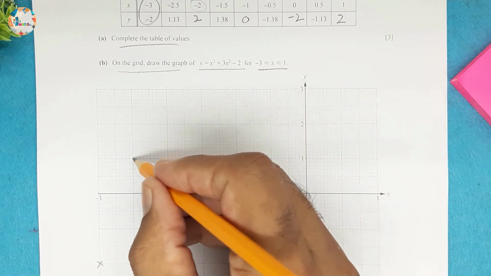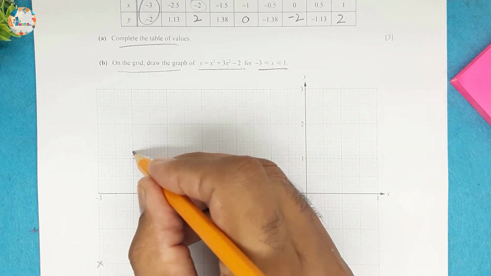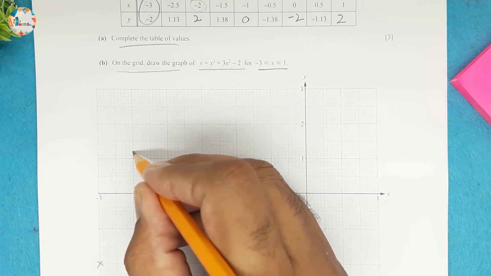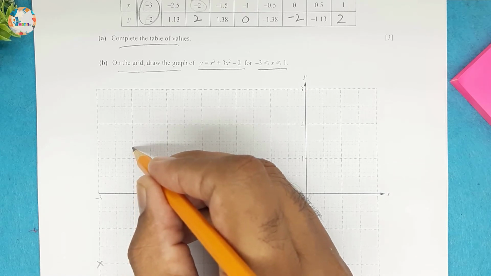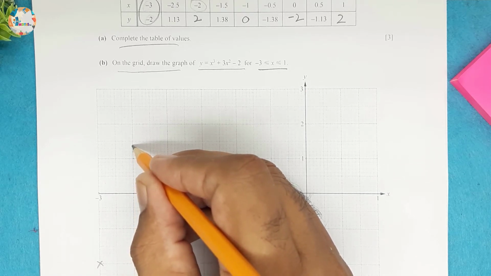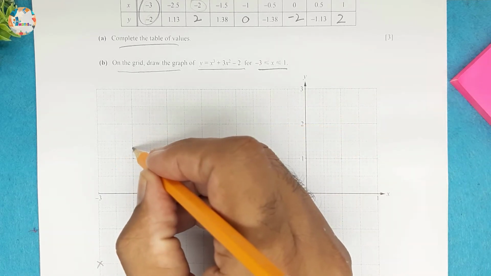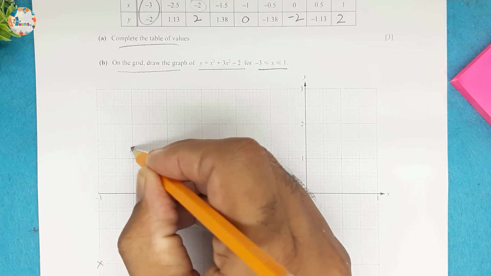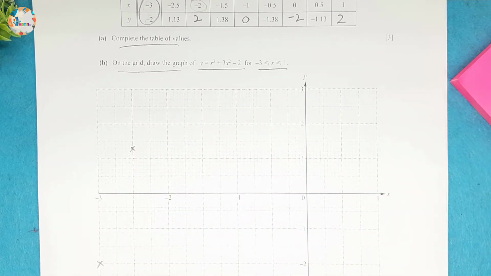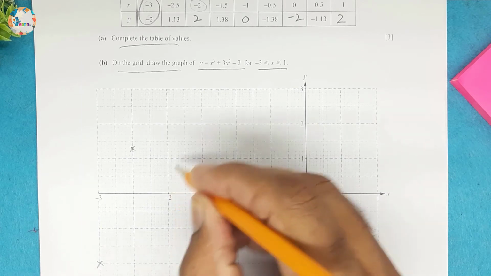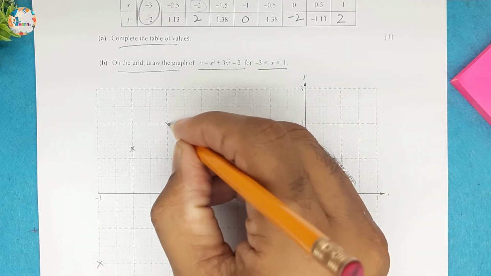1.13. So this is 1, 1.1 and 1.13 will be like this one, 1.13. So we can mark over here. The next point is 2, minus 2 and 2. So 2 will be over here.